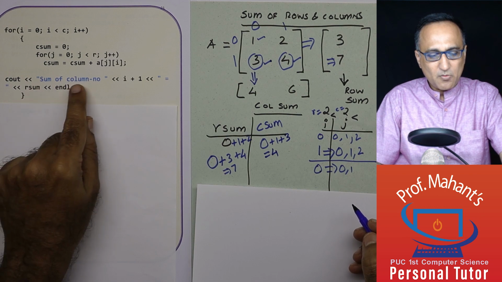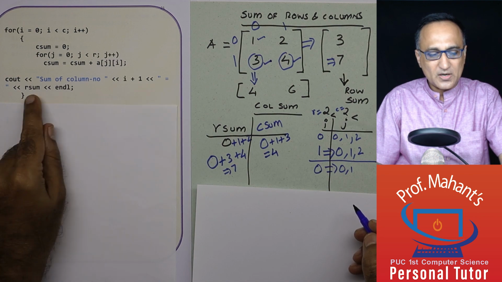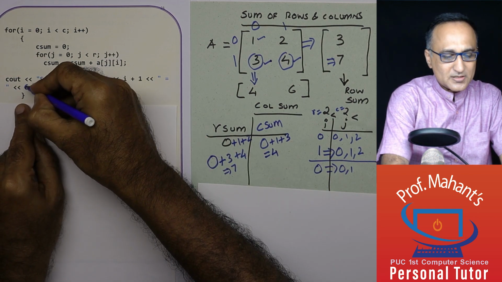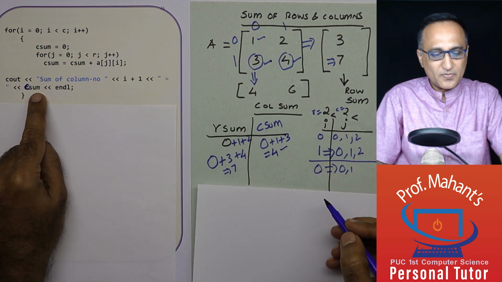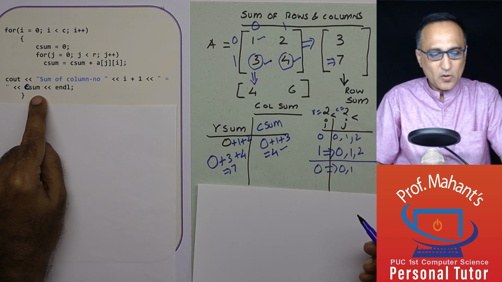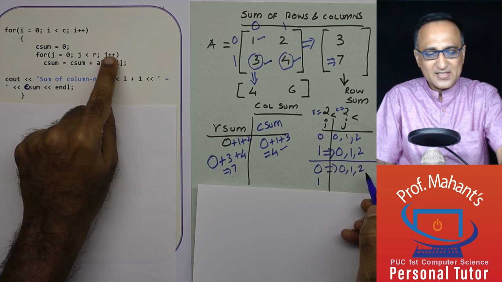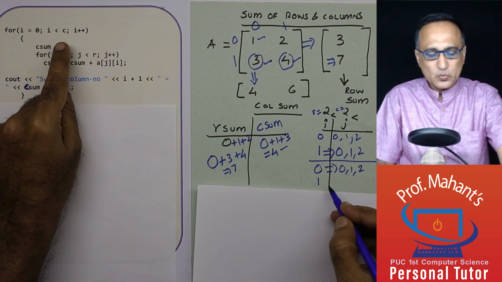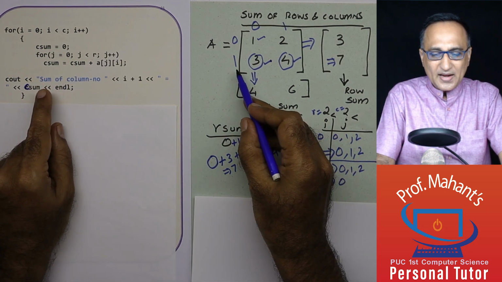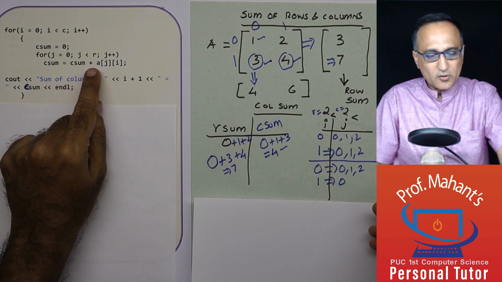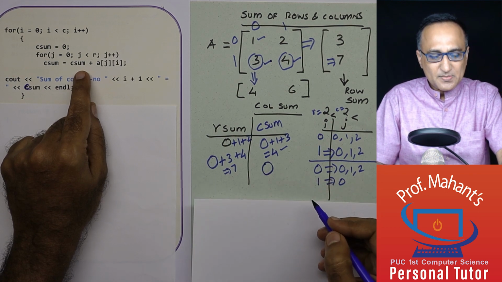So I am saying sum of column number 0 plus 1 is 1. Sum of column number 1 is equal to, it should be C sum, not R sum. It should be C sum, column sum, not row sum. Column sum, which happens to be 4. Okay. So now this is 4. Now I'm again increasing the value of I by 1 because J becomes 2. It fails and it goes back here. Once I becomes 1, J is back to 0. Okay, let's go back to this one. What is C sum? C sum is back equal to 0.